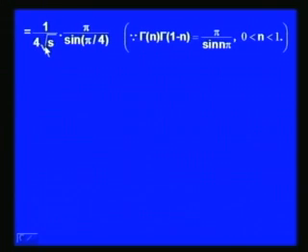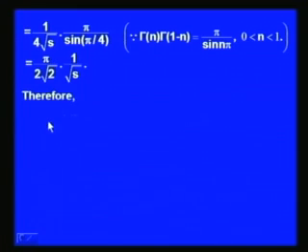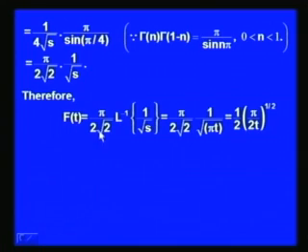and then the right hand side becomes equal to 1 over 4 root s into pi over sin pi by 4, because we know that gamma n into gamma 1 minus n is equal to pi over sin n pi whenever 0 is less than n less than 1. So, this is equal to pi over 2 root 2 into 1 over root s, and therefore, f t is equal to pi over 2 root 2 into inverse Laplace transform of 1 over root s.